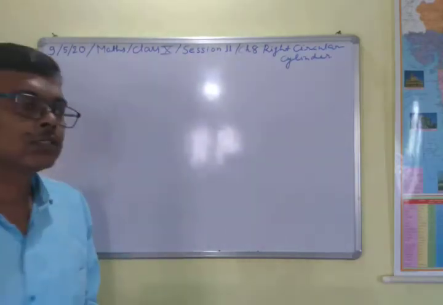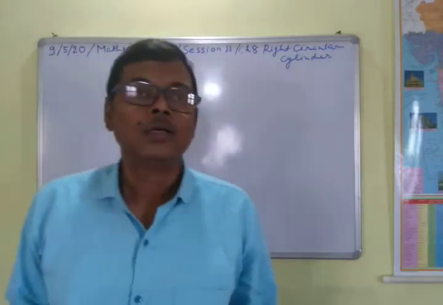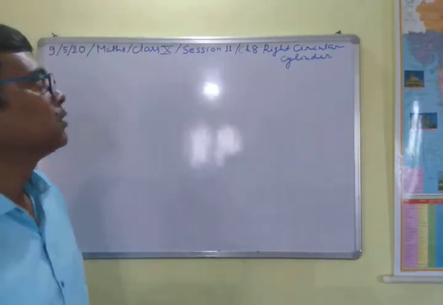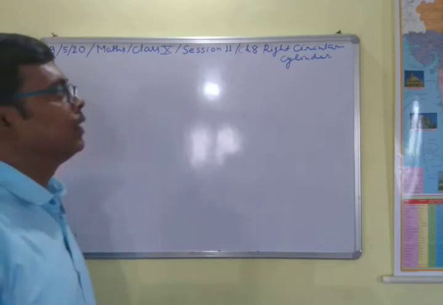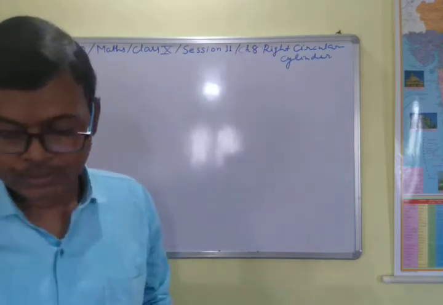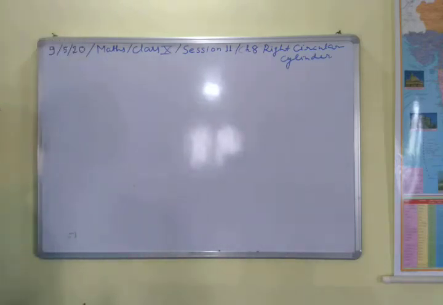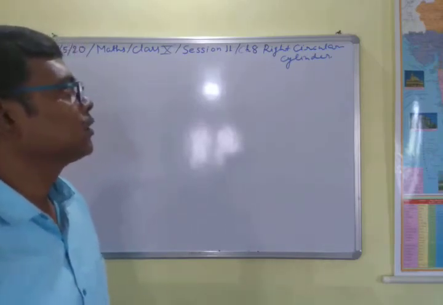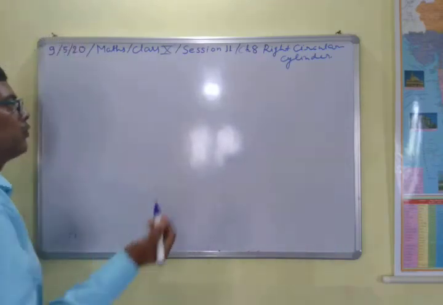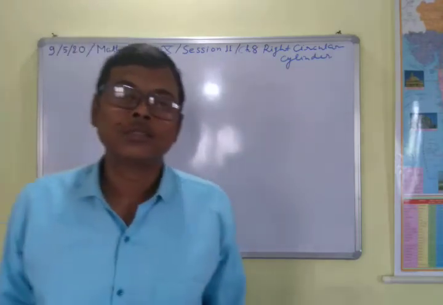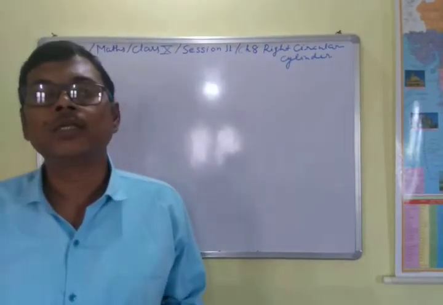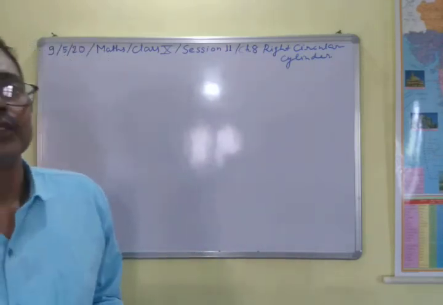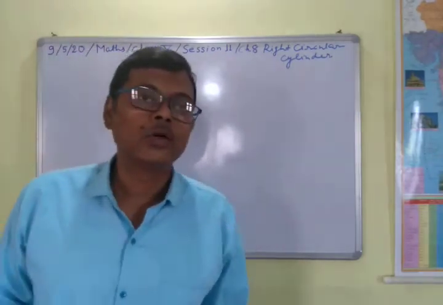So today in this class, I will start chapter 8, the chapter on the right circular cylinder. First, let us understand what a right circular cylinder is. You would have seen many cylinders, and we use many cylinders in our homes. For example, the gas cylinder is cylindrical. Those are called cylinders.